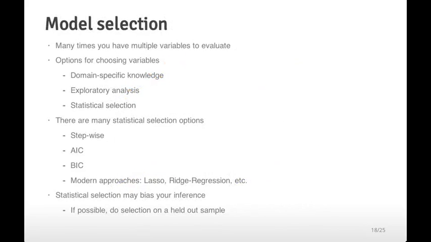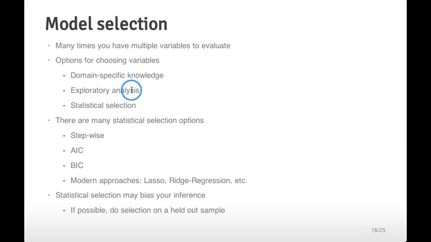The last thing I'm going to talk about in this section is model selection. In many cases, you have more variables than you want to be able to include in your model, so you have to do some sort of filtering. There are a couple of different ways that you can do that. The best way is to have domain-specific knowledge. If you know something about which variables should be included in the model based on your previous experience, and you know which variables can definitely be excluded, you should use that as much as possible.